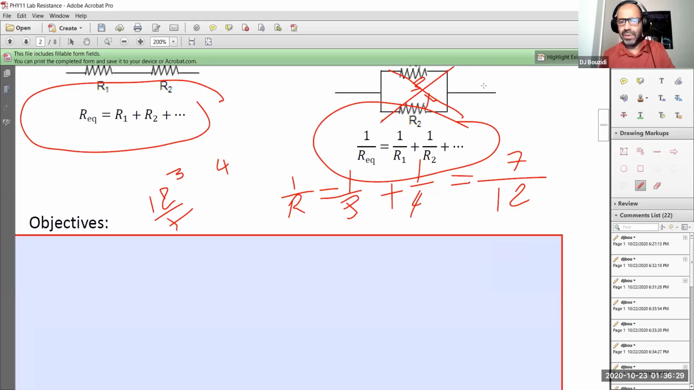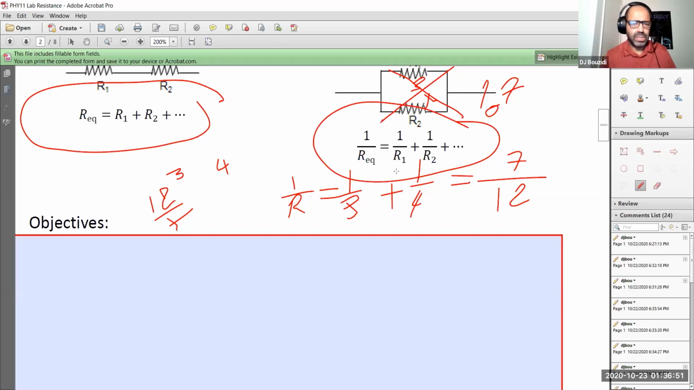I have 1.7 ohms. Again, I'm trying to make a point here. When things are in parallel, the equivalent resistance is less than the smallest one. In this case, the smallest one is the 3. The equivalent resistance when they are in parallel is less than the 3.